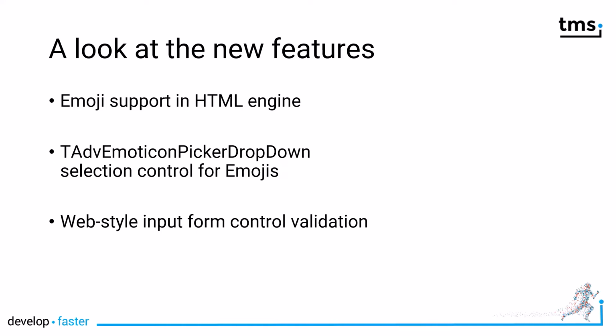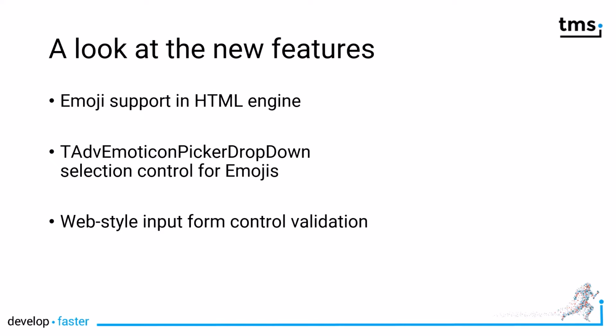Second, they introduce a new control called T-Advanced Emoticon Picker Dropdown, which is a list dropdown control that allows you to pick an emoji, as you know it from Windows nowadays and also from many web editors that allow you to add emojis to text.